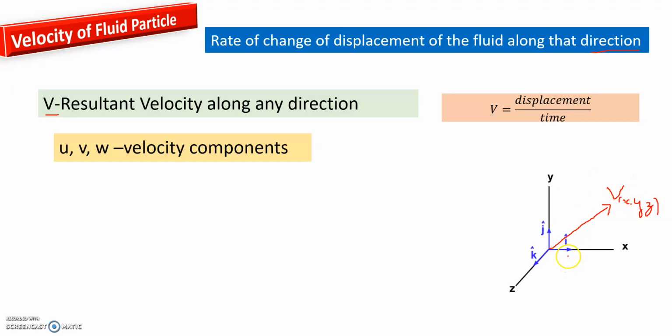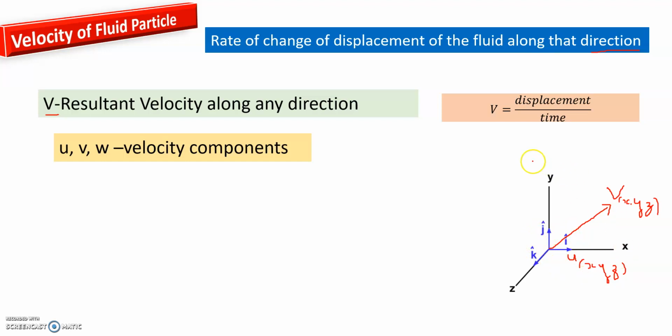Suppose the horizontal component of velocity is u. Again, this u can be represented in terms of x, y and z, as it is in the space coordinates. I can write u with respect to some x1, y1, z1. Similarly, I can write v with respect to space coordinates x2, y2, z2, and w at x3, y3, z3. So all these velocity components I can represent as a function of space coordinates.